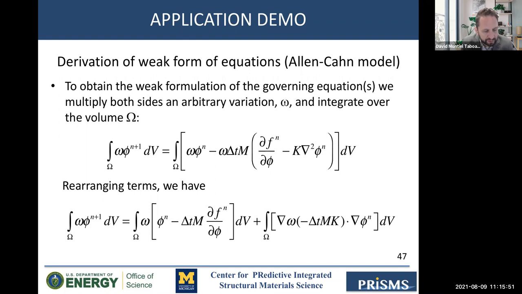So if we arrange some terms, and I don't have it explicitly here, but if we use the divergence theorem to integrate the gradient part of this equation, the Laplacian part, we get that second term below, which as you can see has the gradient of this test function multiplied by the gradient of the order parameter. So we have two terms, one proportional to the test function itself, and one proportional to the gradient of that test function.